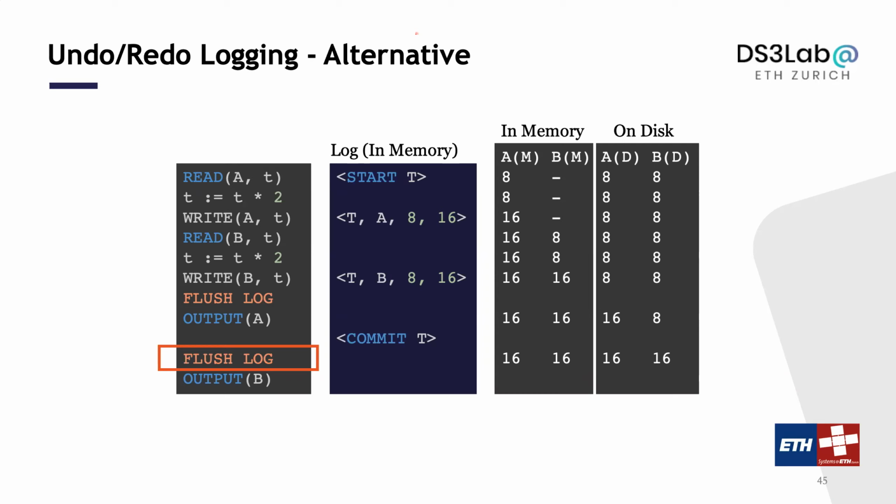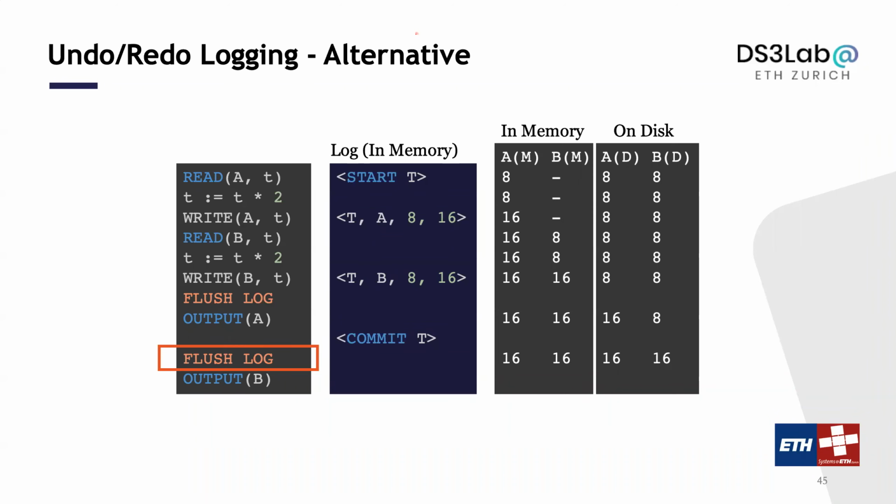You can make this a little bit different in behavior if you force the system to flush the log immediately after you have the commit. Okay, so this will have different behavior, but there's one paragraph in the textbook that specifically discusses whether you should flush the log immediately after you have the commit record in your log in memory.